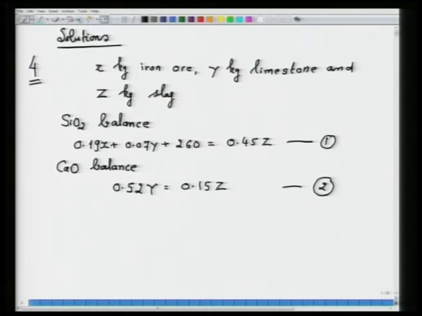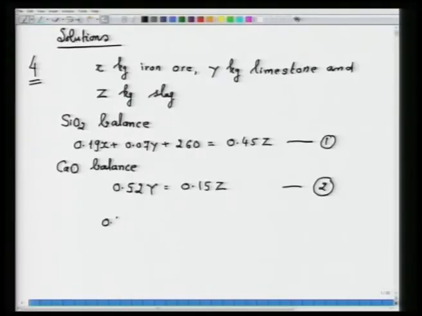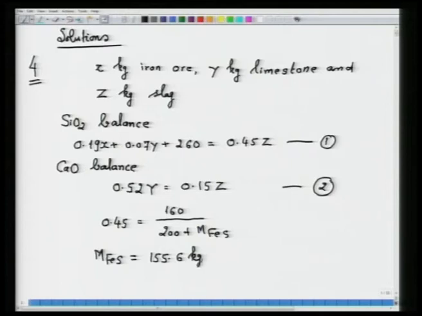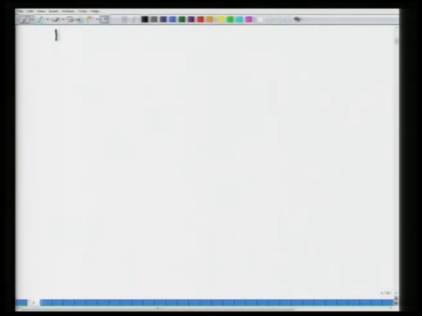Now, before I do the iron balance, I have to see the various sources from where iron enters and leaves. First of all, the grade of matte is given, that is 0.45, which is equal to 160 upon 200 plus MFeS. If I solve, I get MFeS equal to 155.6 kg. Now, I know that much amount of iron is going into the matte. Now, I can do the iron balance and find out the amount of iron that is entering into the slag.